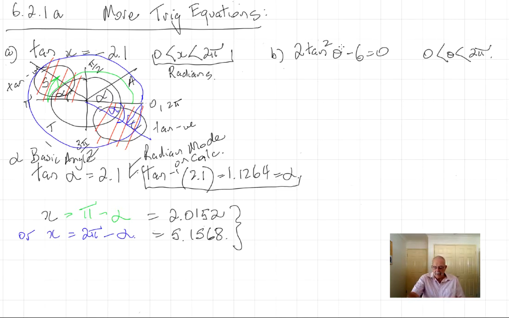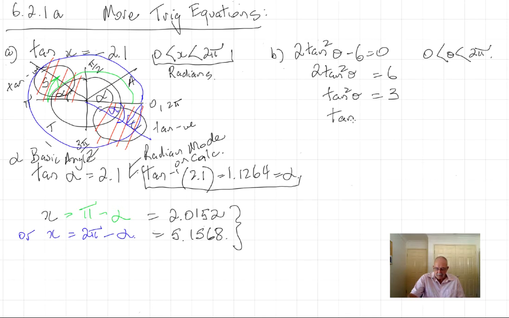So we need to rearrange this equation up here in B. We look over here and we see once again we're in radian mode. So we keep our calculator in radian mode. So we want to get tan by itself. Now to do that, we take the minus 6 to the other side and we get 2 tan squared theta equals 6. And we divide both sides by 2 and we get tan squared theta is equal to 6 over 2, which is 3. And then we find the square root of both sides.